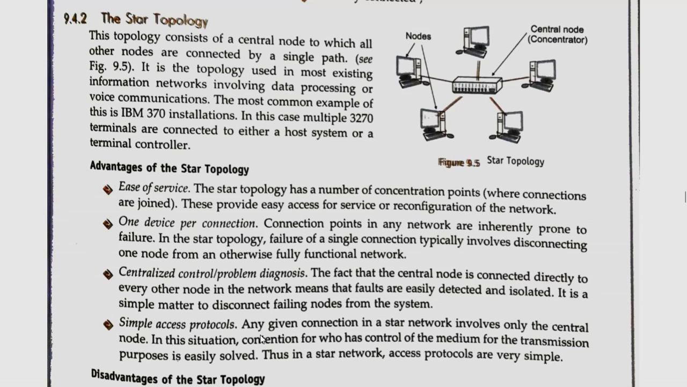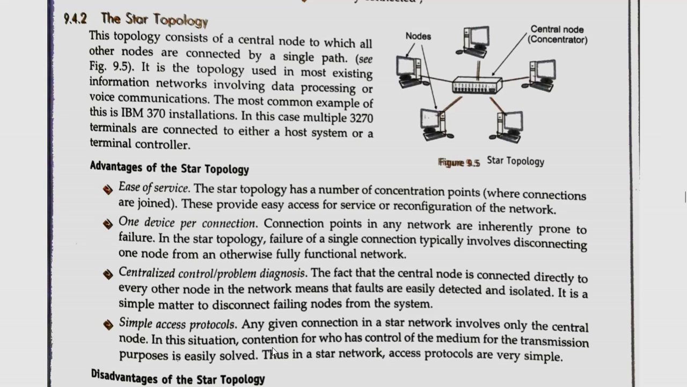Now, simple access protocols. Any given connection in a star network involves only the central node. In this situation, contention over who has control of the medium for transmission is easily solved. Thus, in the star network, access protocols are very simple. Now, the access protocol means that if you want to access particular data, a certain set of rules needs to be followed. So any given connection in a star network involves only the central node.